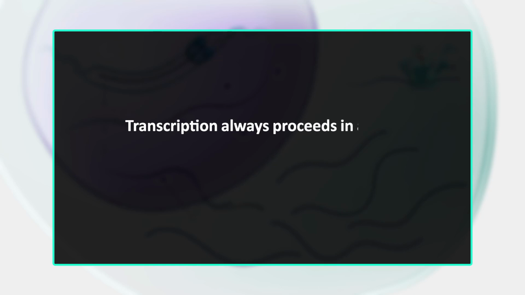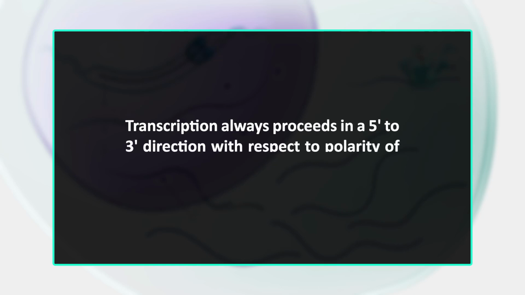Thus, in DNA, adenosine pairs with thymine, whereas in RNA, adenine pairs with uracil. Transcription always proceeds in a 5' to 3' direction with respect to polarity of the nucleotides in the RNA. Thus, an unmodified primary transcription product would contain a 5' end with a triphosphate and a 3' end with a hydroxyl atom or OH group.